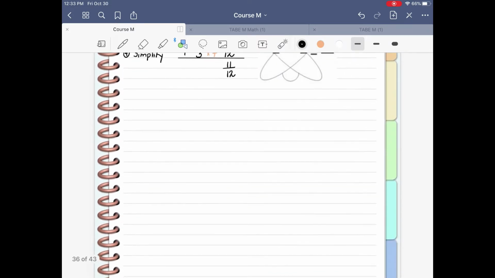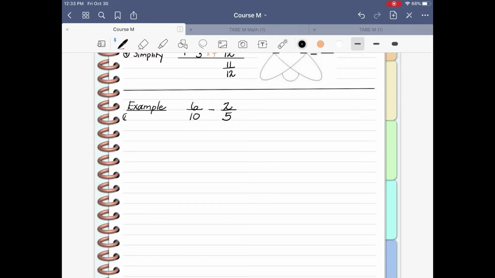Okay, at the bottom of this page, let's put another problem. I'm going to leave myself a little bit of room right here. And here's another one. Using the traditional method, let's do 6 over 10 minus 2 over 5.